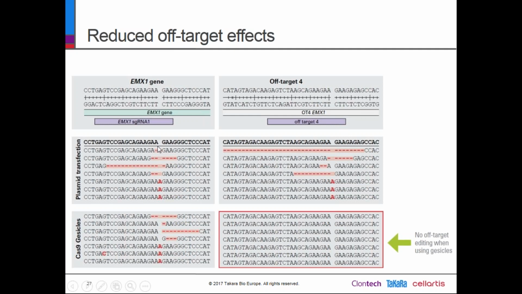When looking at the sequences with plasmid delivery, there are many gene editing events in the different clones, and also when sequencing the off-target site you can see that there are many indels. Whereas with the vesicle delivery there was specific editing at the EMX1 site, and all the clones we sequenced were wild type for the off-target sites. So this really shows that we found the same result as in the previous publications, which underlined that RNP delivery can help to reduce off-target effects.